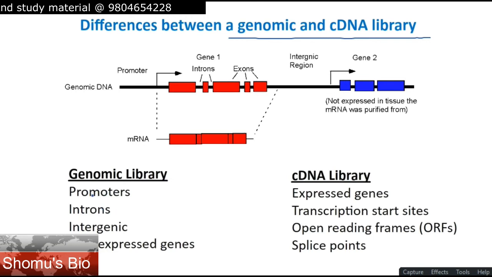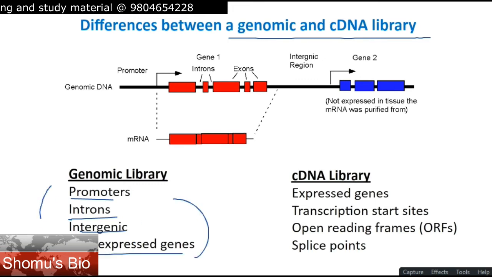So coding region is fine. Non-coding, promoters, introns, intergenic sequences, non-expressed genes, everything is present in a genomic library. So when we're talking about a genomic library, we're literally talking about a fragment of the chromosomal DNA that carries everything, the coding and non-coding sequences, everything.